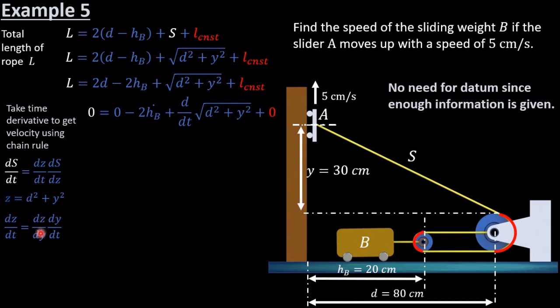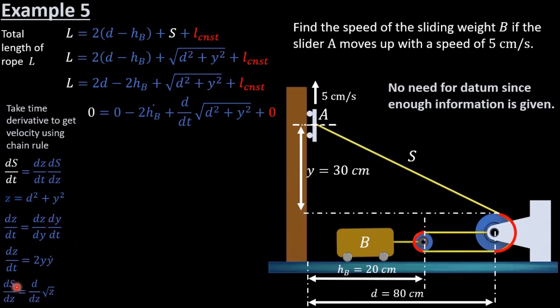So dz dy, that's just going to give us 2y because d squared is constant, and dy dt is just y dot. So that is dz dt, and that is 2 times y dot. So dz dy was 2y from here, and dy dt is y dot.